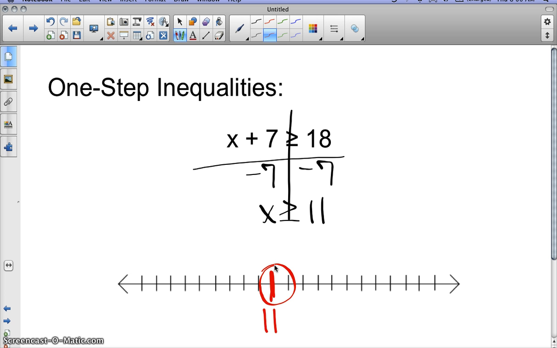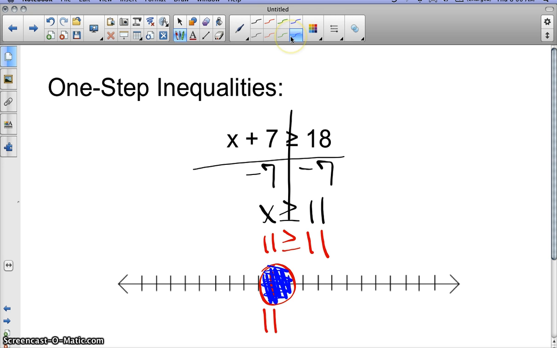Now, let's plug in our number. Is 11 greater than or equal to 11? Is that a true statement? Well, the answer on this one is yes. 11 is not greater than, but it is equal to 11. So in that case, we want to fill in our circle, because that point does make a true statement.